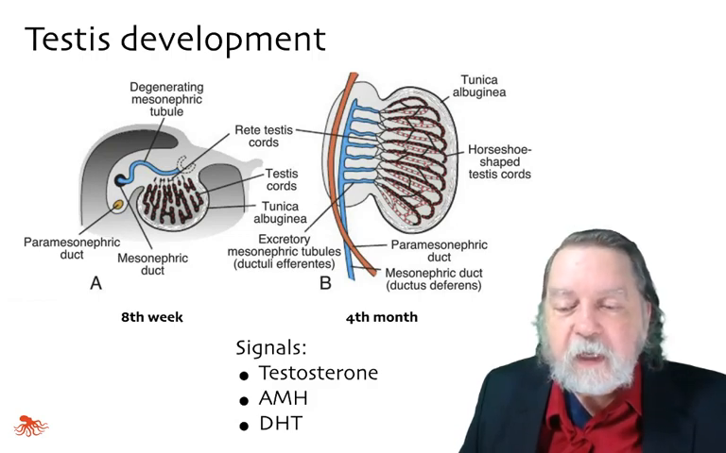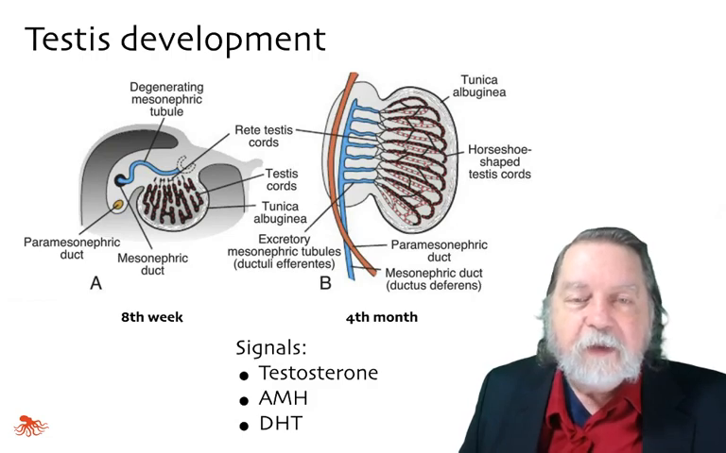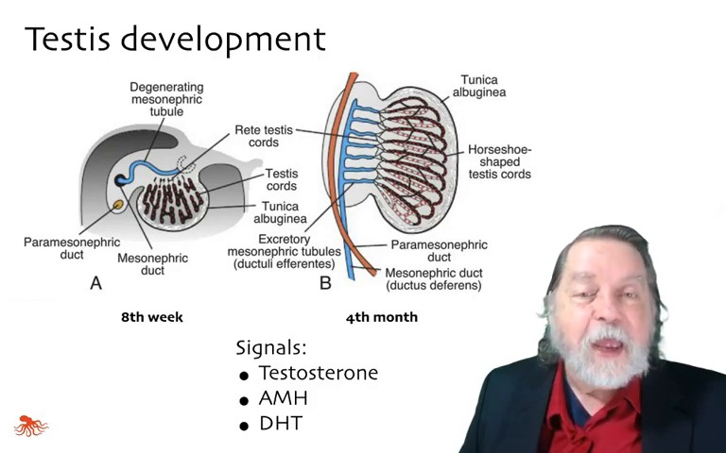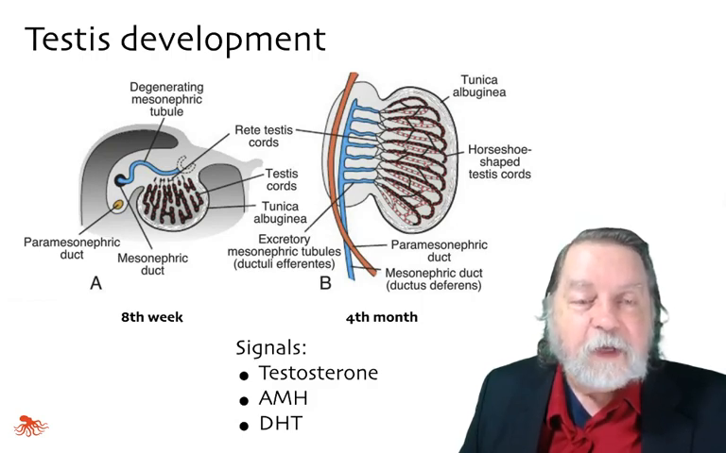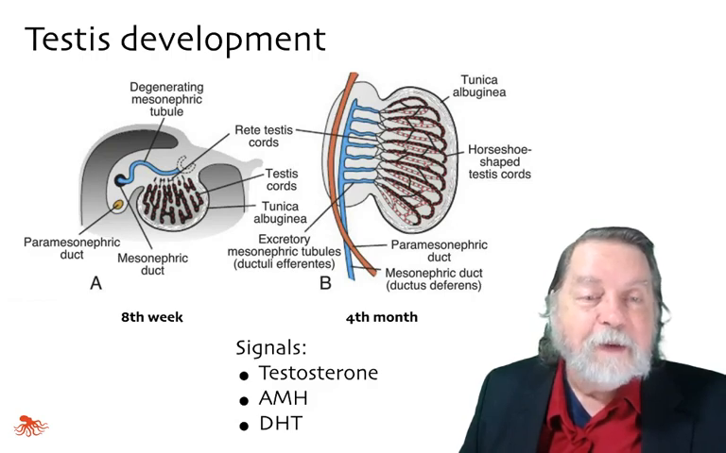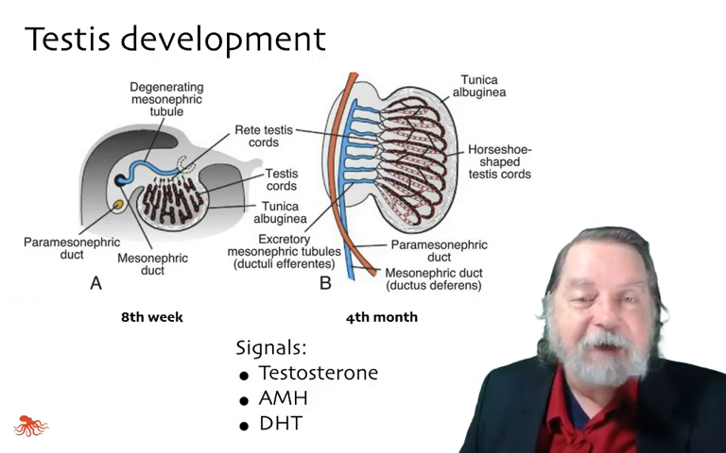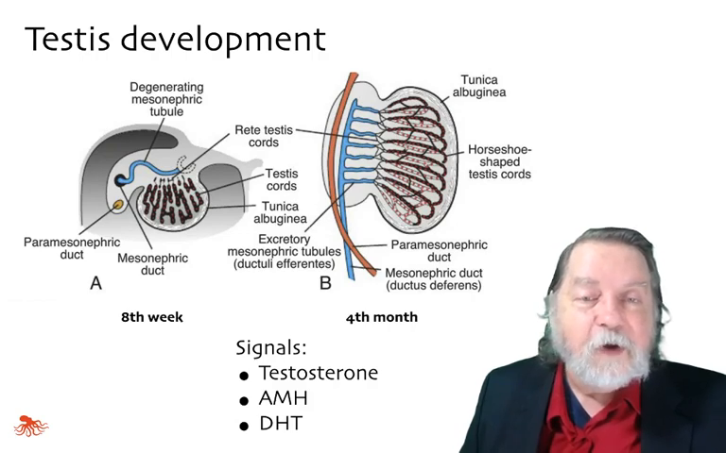Another signal is called AMH. It's got a nice name. It's the anti-Mullerian hormone. Remember that paramesonephric duct, which also is called the Mullerian duct? This is a hormone that actively induces the paramesonephric duct to go away. So it's a signal that makes the paramesonephric duct dissolve over time.